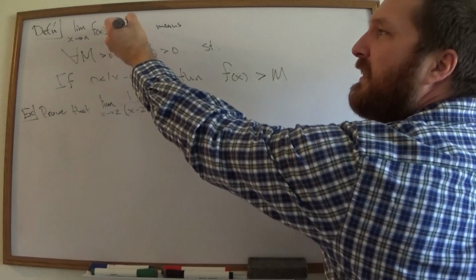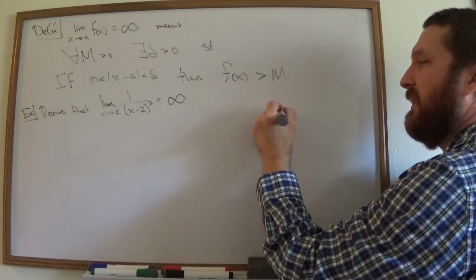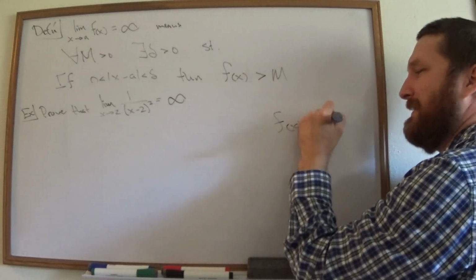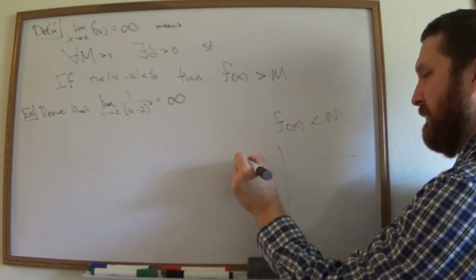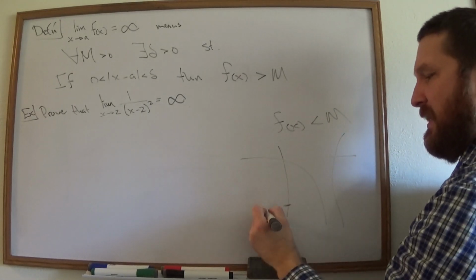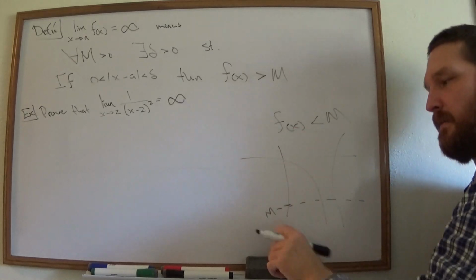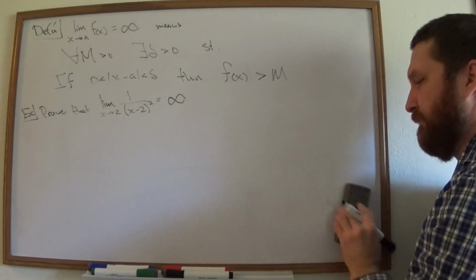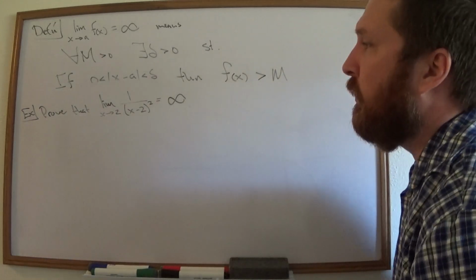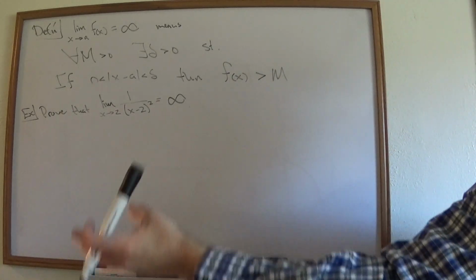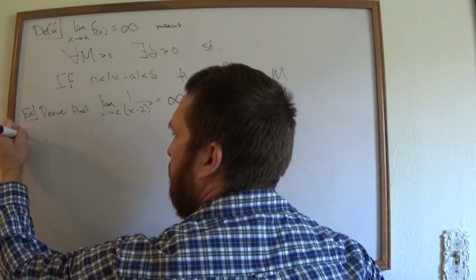And ditto with negative infinity. It would just be that f of x is less than m. Now you're looking at something like this, and your m is down here, and what you're saying is that f goes below it. Okay, so who cares? What we need to do is prove this. Okay, here's my proof.